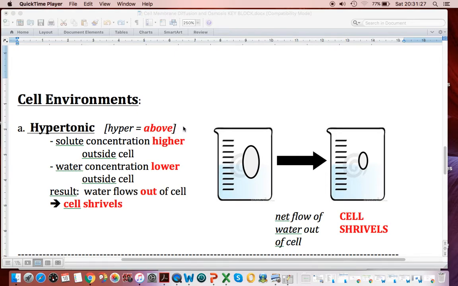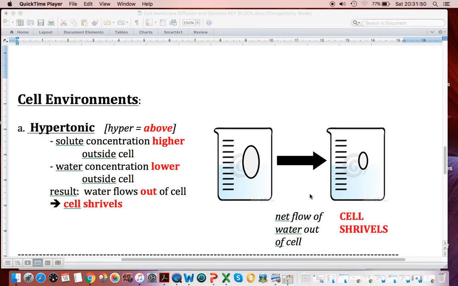Anywhere where the word is missing, fill it in. Anywhere where the word is in red and already there, underline it. So we've talked about the concentrations. Water will be flowing in and out of the cell, but overall, more water is flowing out of the cell, and the cell shrivels. And so you have to draw in a cell like this and make sure it's smaller than what you started with.